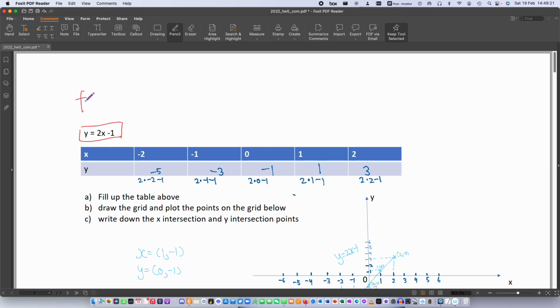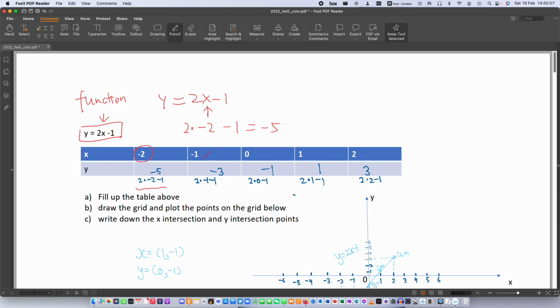This is the function. So this function is given as y equals 2x minus 1. So what's the meaning of this? The meaning is, if you put the minus 2 into this x, then you will get a y. So what's the y if you put in the minus 2? You will end up with minus 4, minus 1, so you end up with minus 5. So that's the meaning of this function.